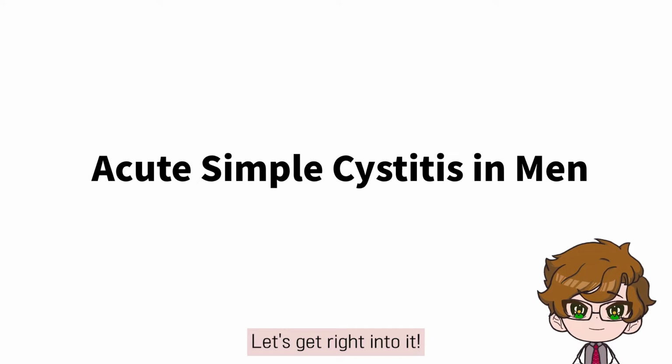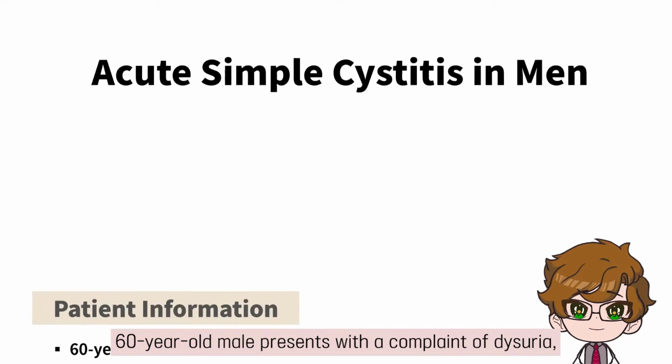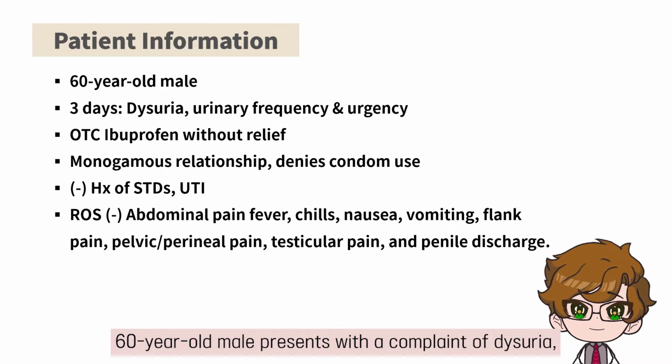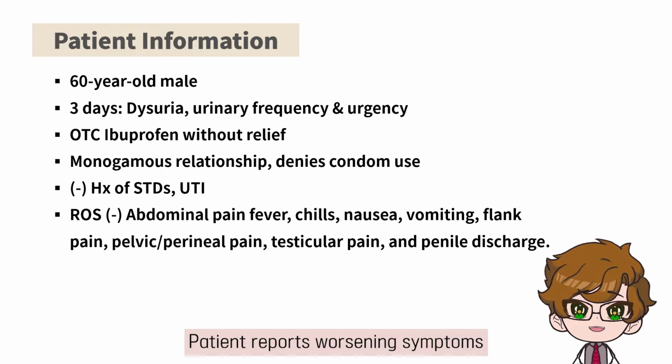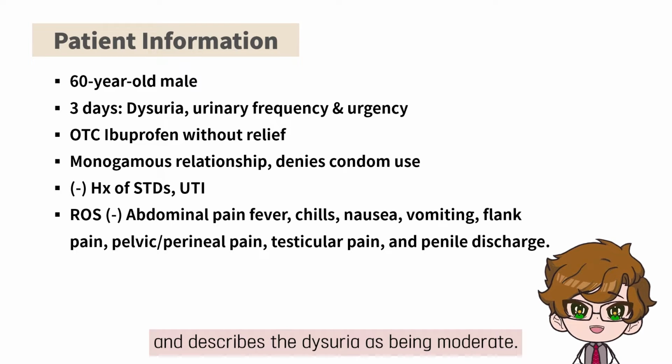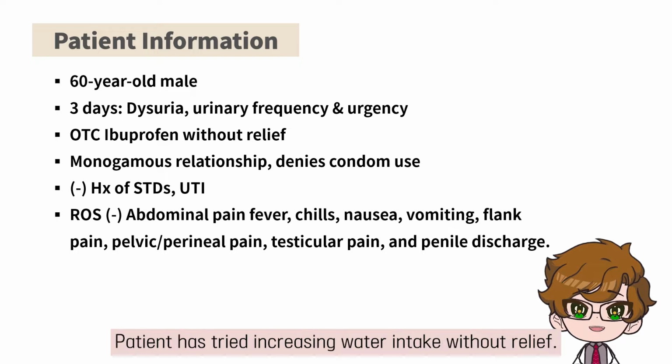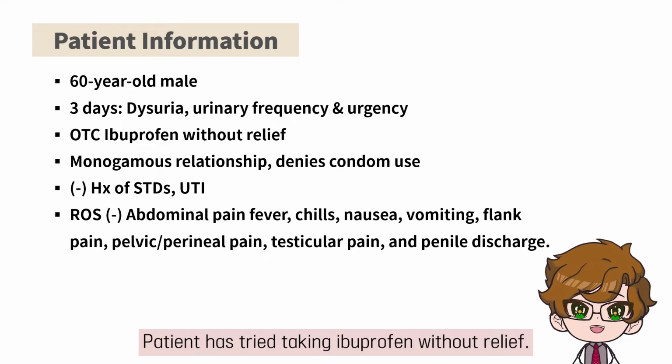Let's get right into it. A 6-year-old male presents with a complaint of dysuria, urinary frequency, and urgency for the past 3 days. Patient reports worsening symptoms and describes the dysuria as being moderate. Patient has tried increasing water intake without relief. Patient has tried taking ibuprofen without relief.